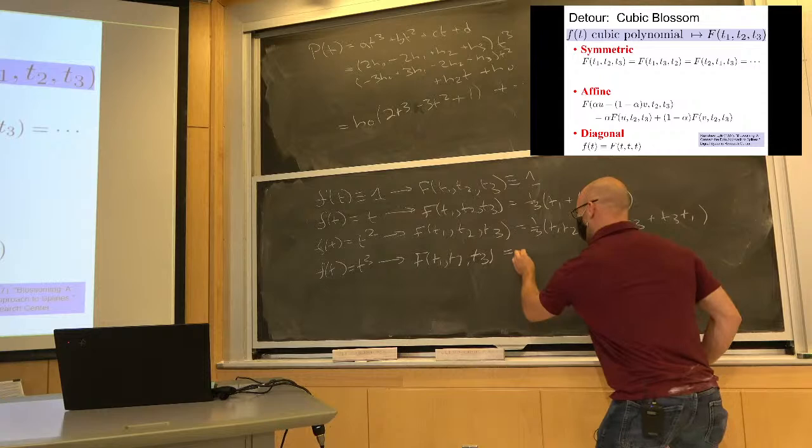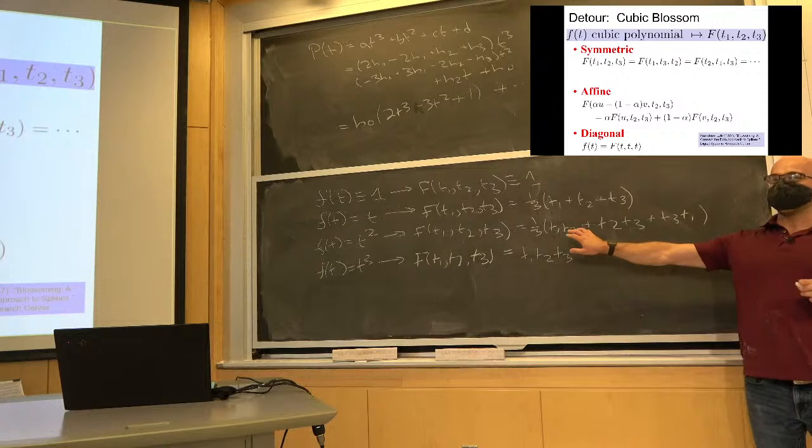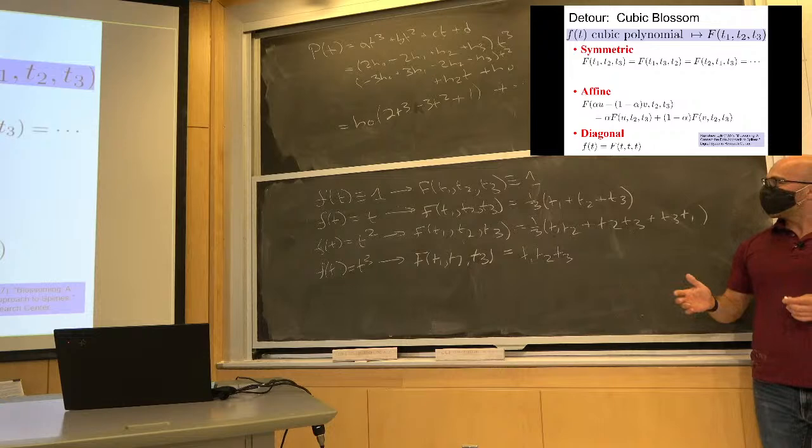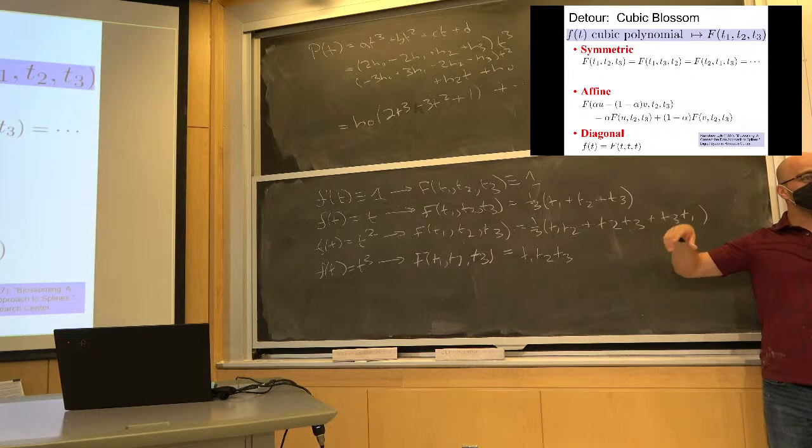Notice essentially what we did is we just did every possible pair, every possible triplet, every possible way to take one at a time and just average them together. Now what you can see is if you have any cubic polynomial, you can make its blossom by just combining these things. You can convince yourself of that at home.